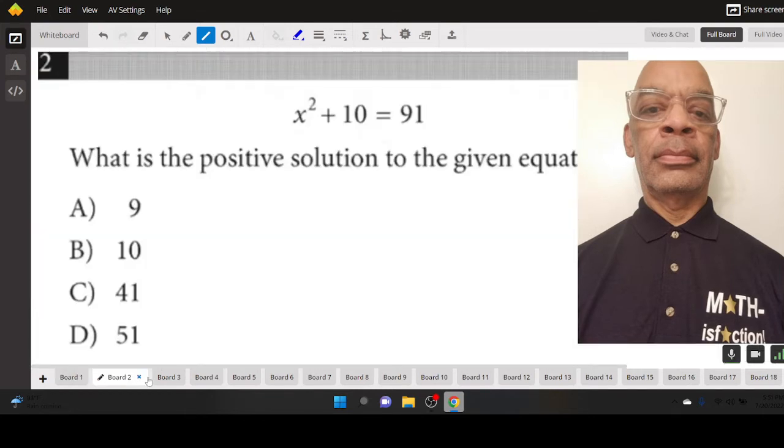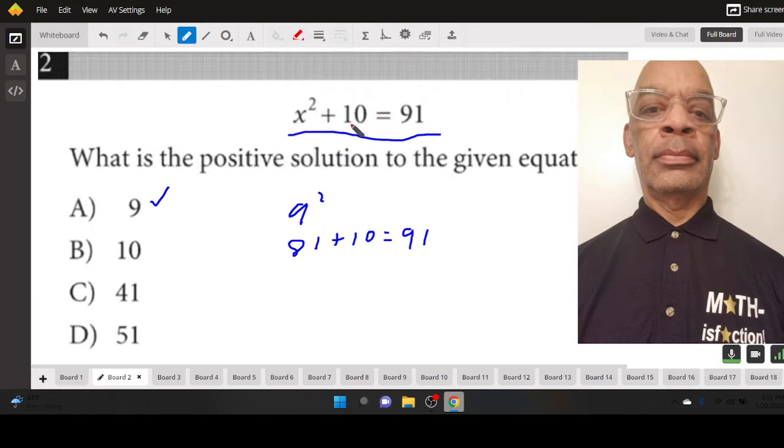All right. Problem 2. What is the positive solution to the equation given above? With the equations, you can plug in the answer choices quickly. Just going to go in order with this one. Plug in a -9, 9 squared, 81 plus 10 equals 91. And that is correct.